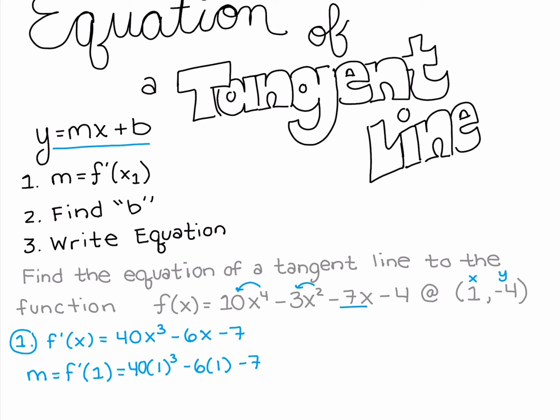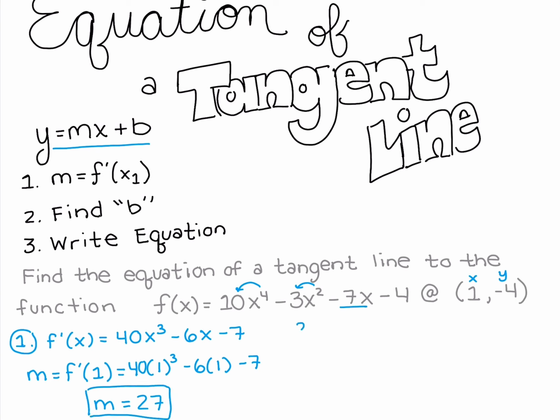So be careful that you use PEMDAS, order of operations. You want to raise 1 to the third power and then multiply by 40. It's not 40 to the third. It's 1 to the third, which is 1, times 40, minus 6 times 1, minus 7. So our slope of this tangent line is going to be 27.